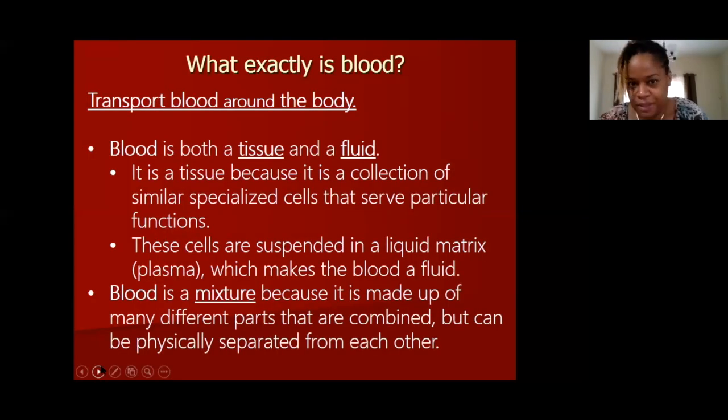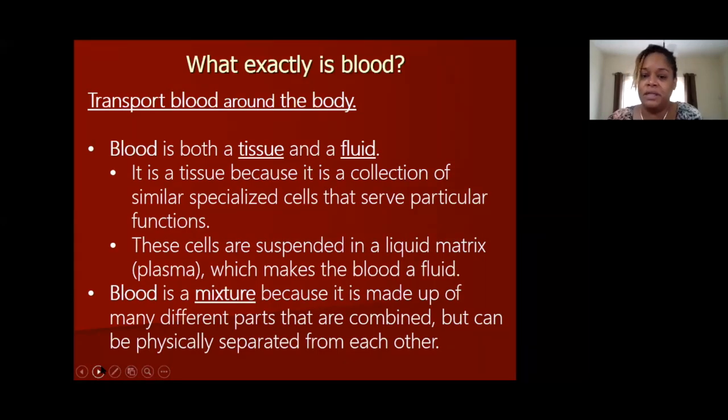What exactly is blood? Okay, now blood is not just one thing. We know we need blood because blood is how we're able to transport substances around the body. And several different types of substances are transported around the body through blood. But what exactly is blood? Blood is classified as both a tissue and a fluid. Now, it's a tissue, and it's usually described as being connective tissue because it is made up of several cells. And we know by definition, cells carrying out a specific function working together is what a tissue is. So blood is a tissue.